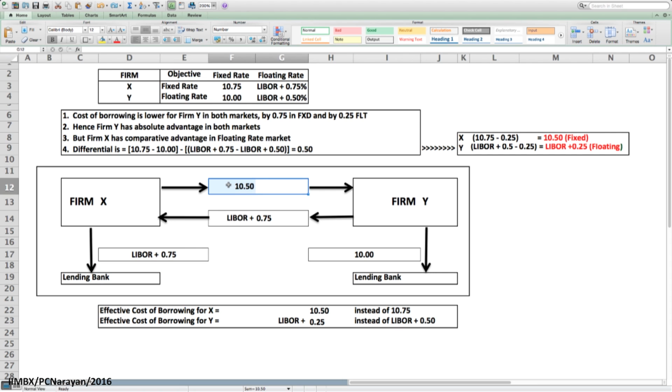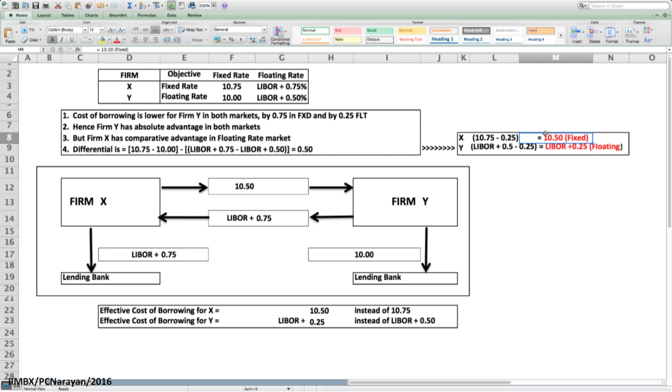So its net cost of borrowing therefore is LIBOR plus 0.75 minus (LIBOR plus 0.75) plus 10.50, which gives a net cost of 10.5, which is what we had set out to do.